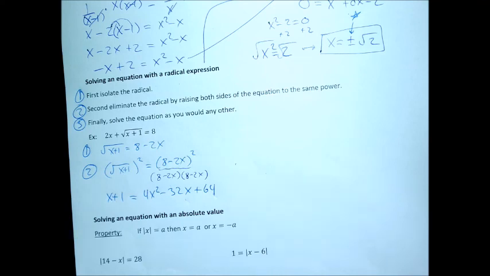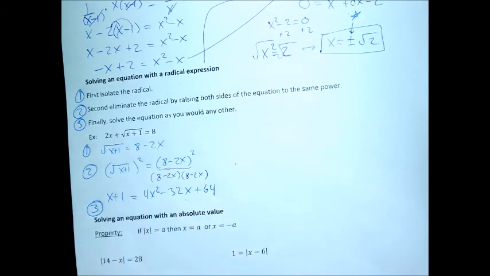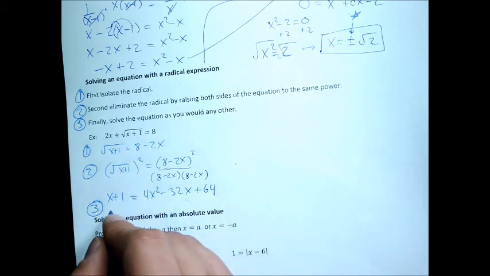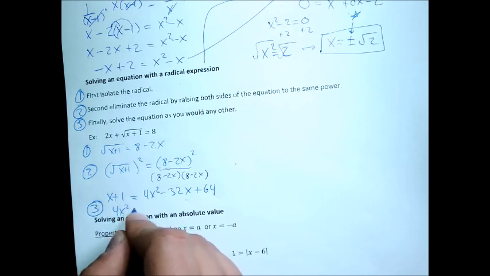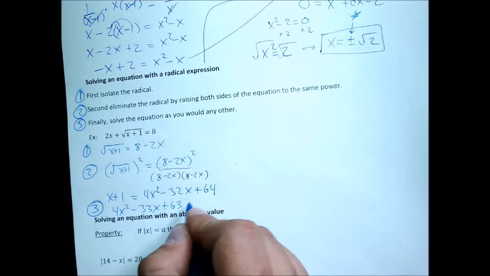Questions so far? Because now it's just a quadratic problem, right? Now we have a quadratic that we can solve using the quadratic formula or something like that, right? So the next thing is solve the equation. So I'm going to get everything over to one side. I'm going to subtract the 1. I'm going to subtract the x. And when you do that, you get minus 33x plus 63 equals 0.